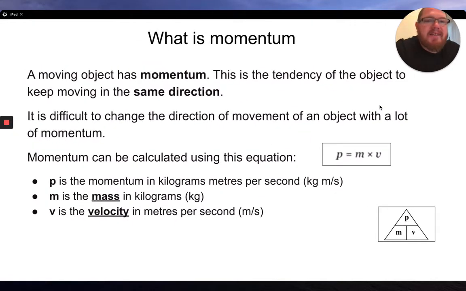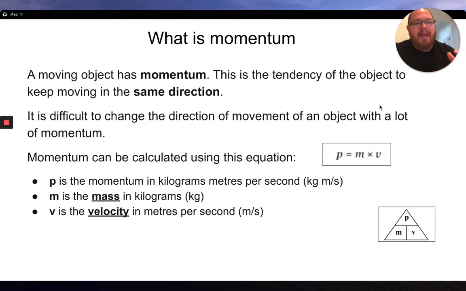So a moving object has momentum. This is the tendency of an object to keep moving in the same direction. It's difficult to change direction when there's a lot of momentum. So the best way I can describe that, if you're running down a hill and you try and stop, it's harder to stop than when you're running up a hill, okay? Because you've got gravity acting on you, and you've got that momentum. So you're running down, and it's really hard to change direction quickly. Footballers are brilliant at this. They've really trained their legs to be running at speed and then stop and change direction. But a vehicle can't do that.